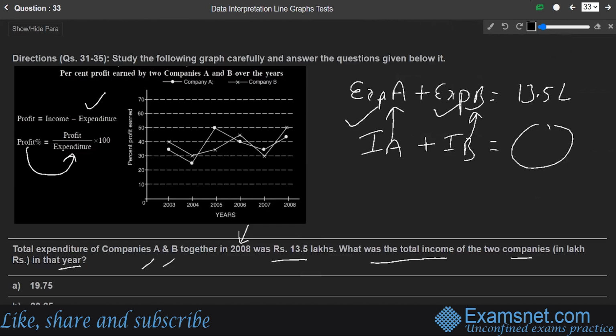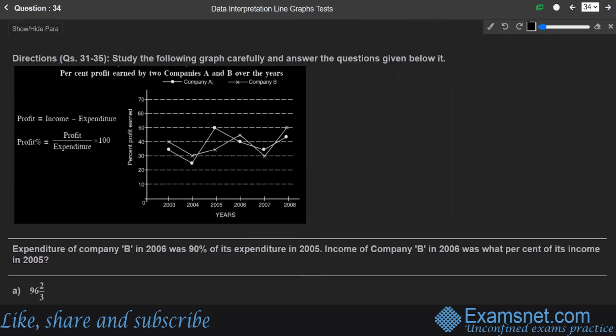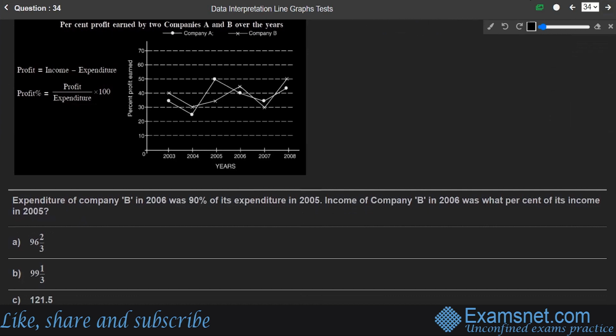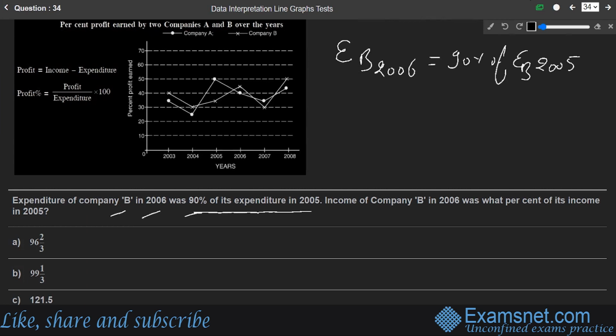Okay. Now we have another question. For the same line graph, we are supposed to answer a different question. The question says expenditure of company B in 2006 was 90% of its expenditure in 2005. There is a direct connection given. Expenditure of B in 2006 is 90% of expenditure of the same B in 2005. This is the connection given.